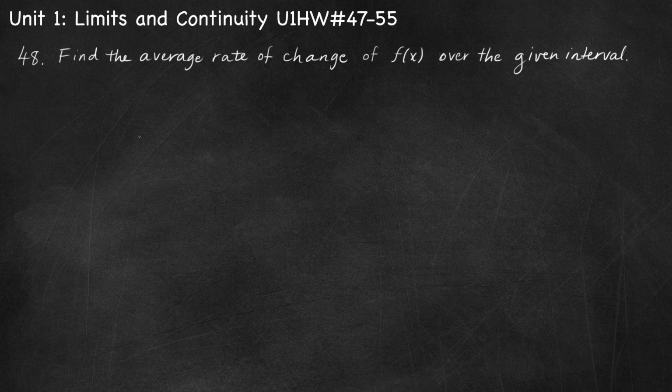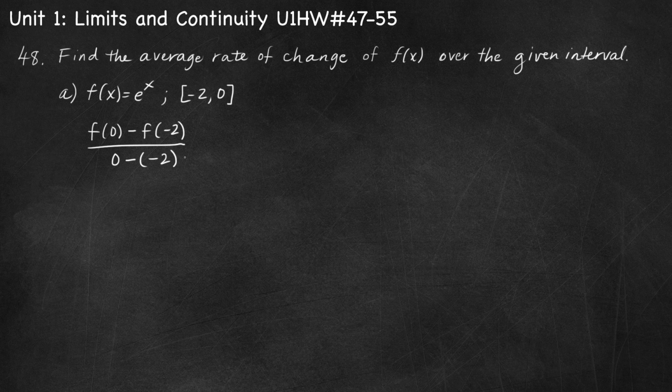Number 48, find the average rate of change of the function f over the given interval. So part A, our function is f of x equals e to the x. And our interval goes from -2 to 0. So we're going to use our average rate of change formula. We want to find f of 0 minus f of -2 over 0 minus -2. So f of 0 would be e to the power 0, or 1, minus f of -2, that's e to the power -2, over 0 minus -2, so that's just 2 in the denominator.